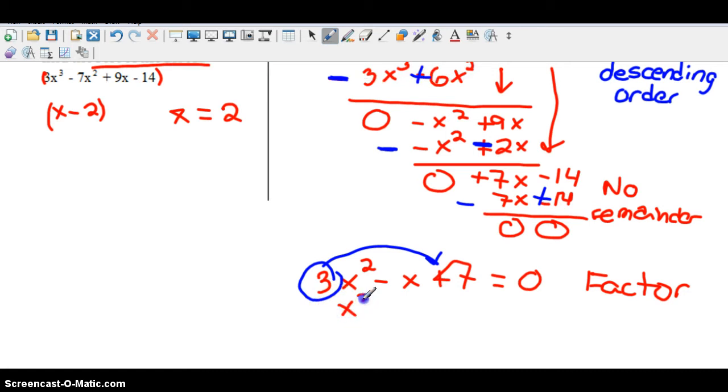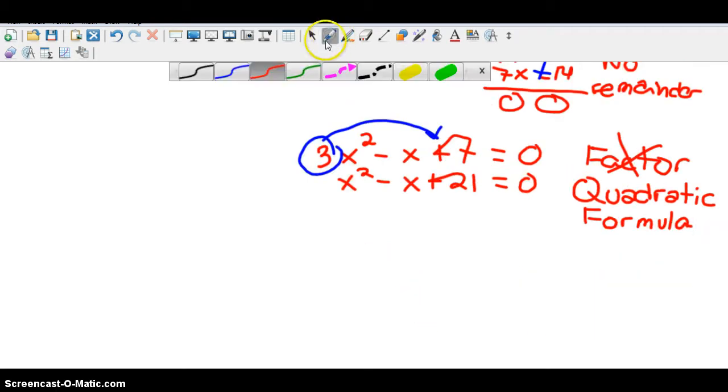So now I have the x squared minus x, and I have a 21. Is there a combination of numbers that multiplies to make 21, but adds to make negative 1x in the middle? So I've got 7 and 3, 1 and 21. Does not work. So can't factor. That means the only way that we can solve this is by using the quadratic formula.